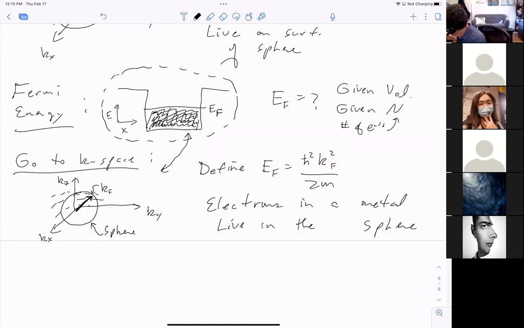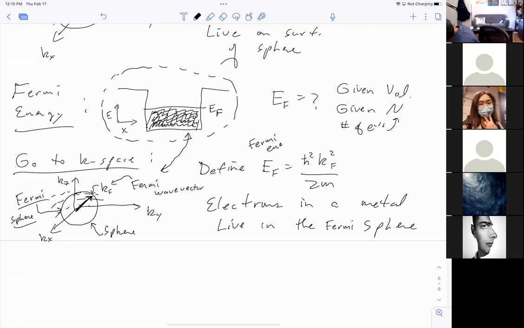Very good. Now mute yourself. Okay, all right. So that's right. They live in the Fermi sphere. Fermi, he got his name on everything. He pissed on everything. That's the Fermi sphere. And this is the Fermi wave vector. And that is the Fermi energy. Oh my God. Okay, all right. Fermi. Okay.